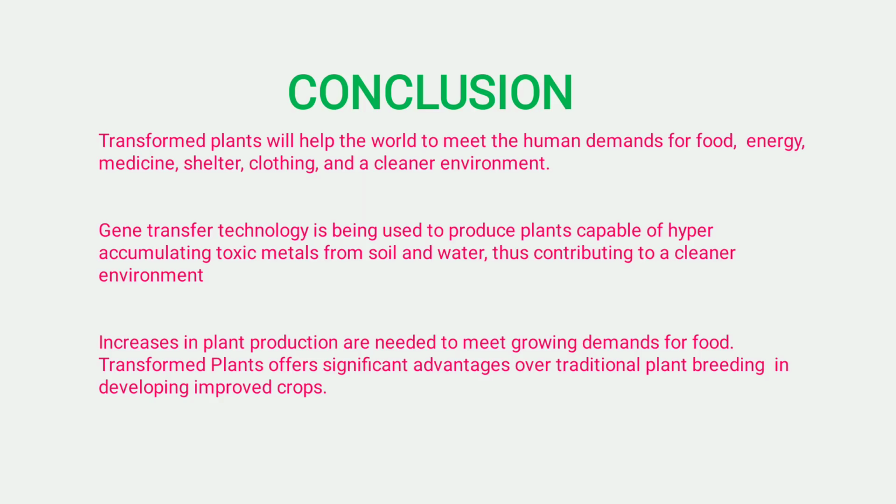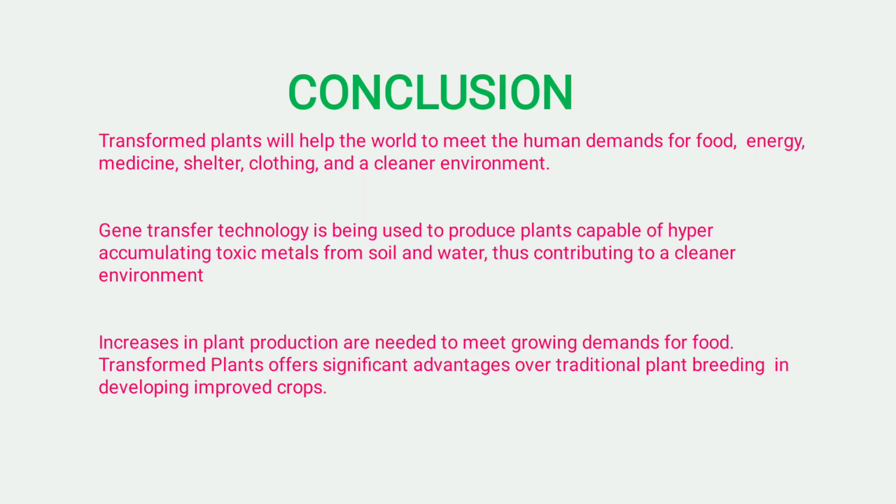So why do we go for this? They help to meet human demands. What are human demands? Food, high nutritive value food, shelf life, the production of edible vaccines. So you eat a fruit, you get the vaccine. Then the next needs are energy, medicine, shelter, clothing, and the foremost is a cleaner environment. Whatever we eat, the energy we get, or the medicine, the first and foremost is a clean environment, a place where we should live. The clean air, the clean water, the clean food, and a happy life.